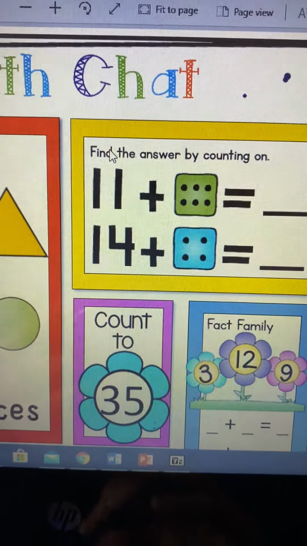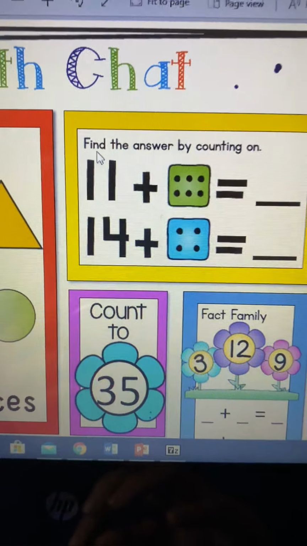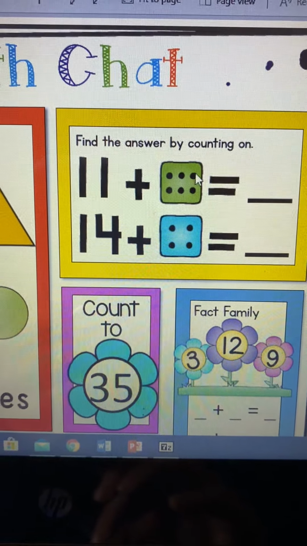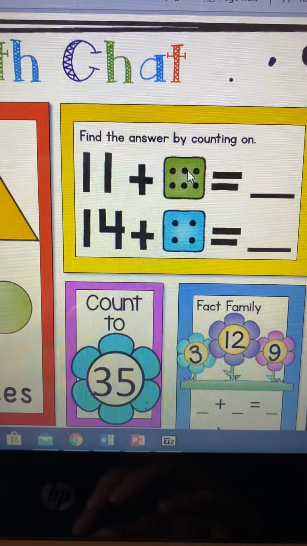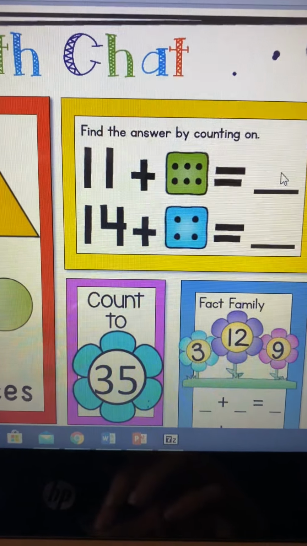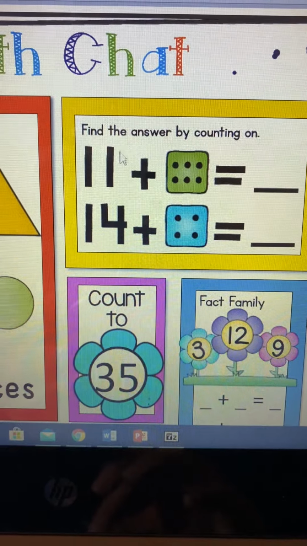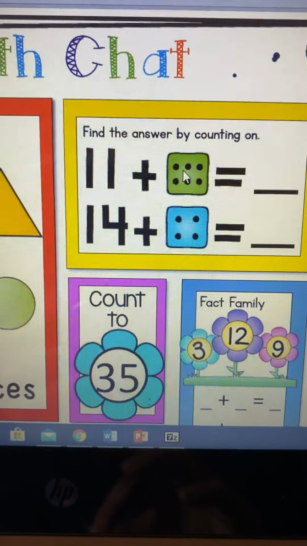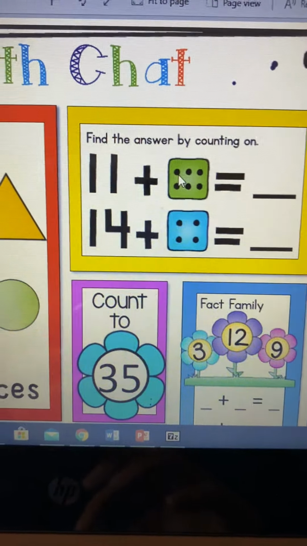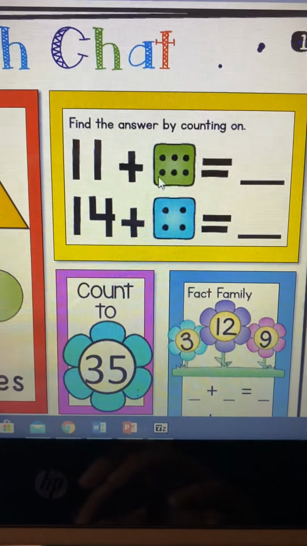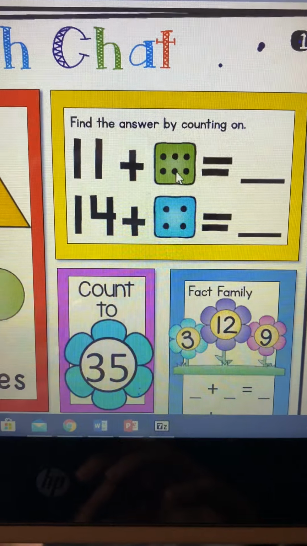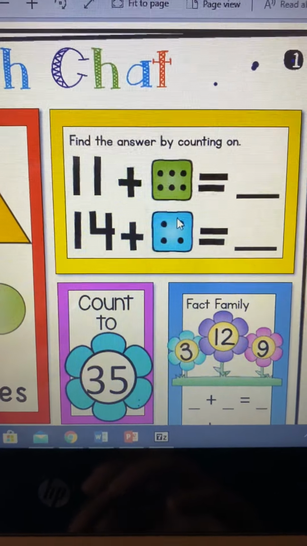If you said 12, you are correct. So we need to then count the dots of the dice. So this is our first part. The dots on the dice are our second part, and we're looking for our whole. So we know we need to start at 11, and we need to count on by counting the dots. So this would be 12, 13, 14, 15, 16, 17. So we have a 17 again.